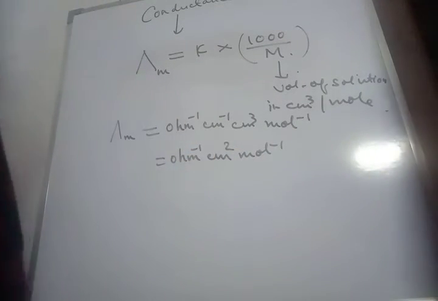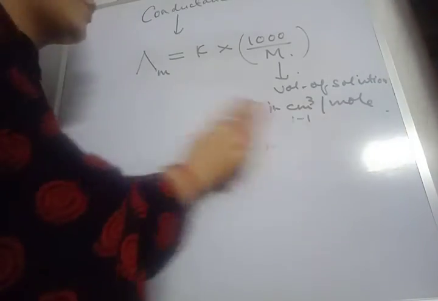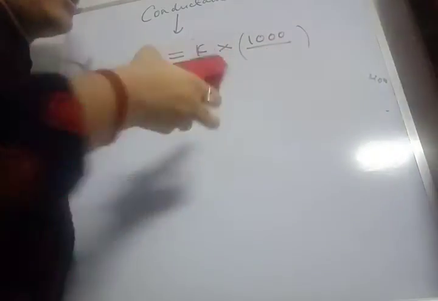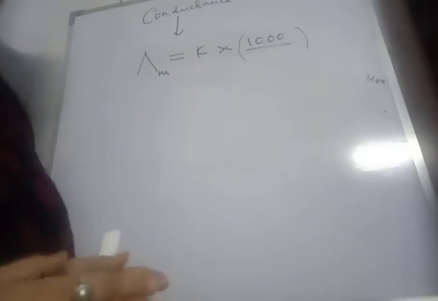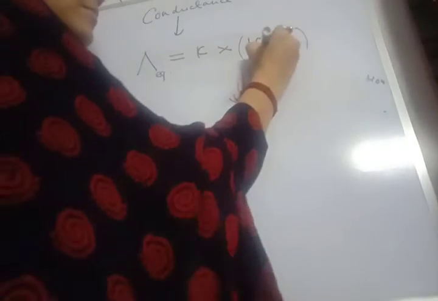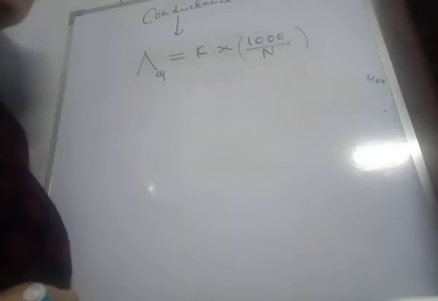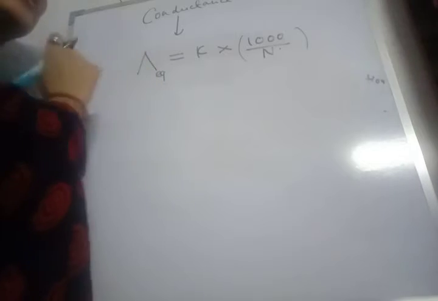Okay. Next, equivalent conductance or equivalent conductivity. Equivalent conductivity is the conducting power of the ions when 1 gram equivalent of an electrolyte is dissolved in a solution. Right? And here everything will be the same, only the capital M will be replaced by capital N. Now capital N is the normality of the solution. It is the concentration in gram equivalent per liter. This is represented as lambda equivalent. This is your equivalent conductance.